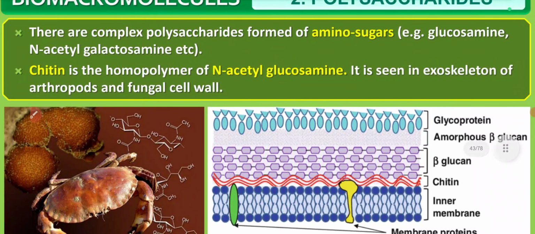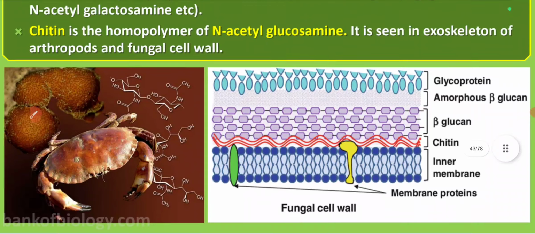Here, there are complex polysaccharides formed of amino sugar. Example, glucosamine, N-acetyl galactosamine, etc. Chitin is the homopolymer of N-acetyl glucosamine. It is seen in the exoskeleton of arthropods and fungal cell wall.